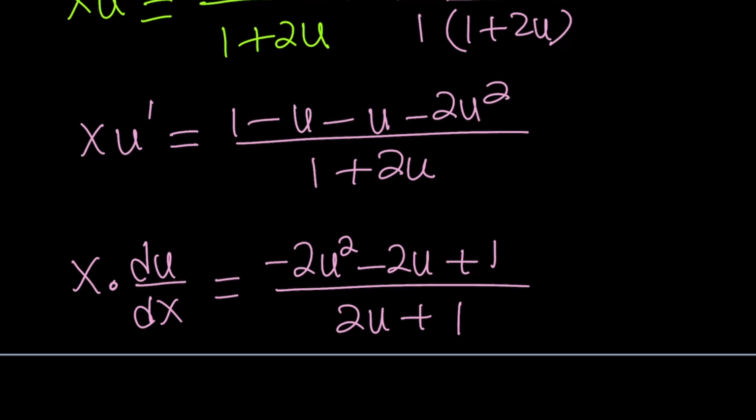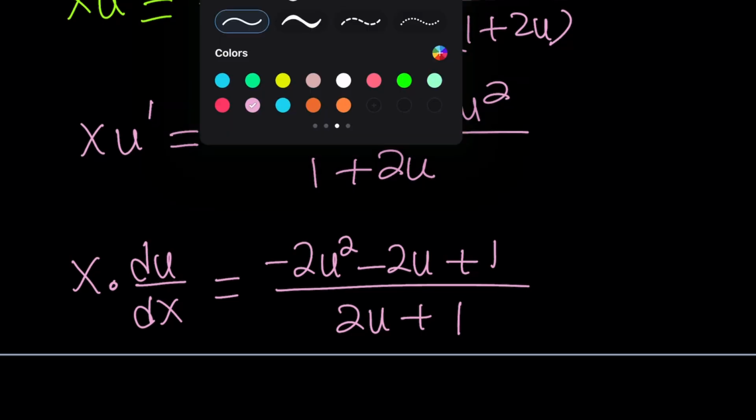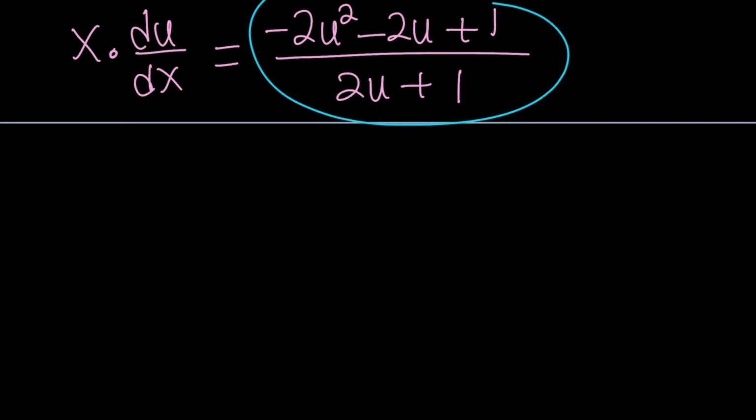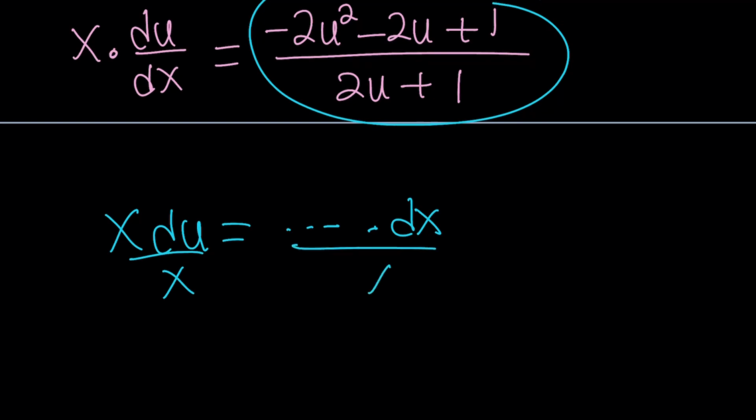Let's multiply both sides by the reciprocal of this fraction right here. And that's going to give us the following. And of course, at the same time, we need to divide by x and multiply by dx. In other words, we can go ahead and do the following. First, multiply both sides by dx. So that expression is going to come times dx. And then we're going to divide by x, right?